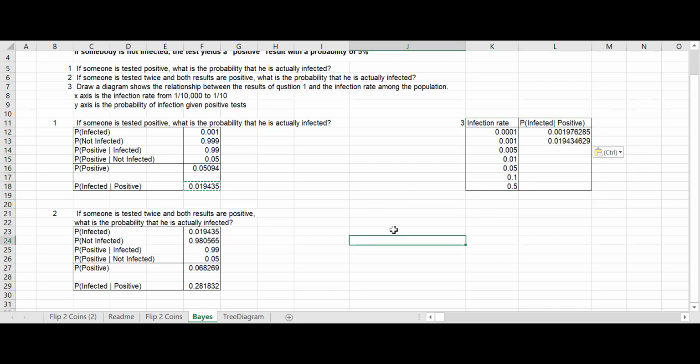Okay, that's the lab about the Bayes rule.